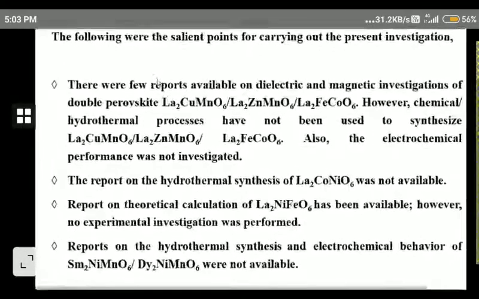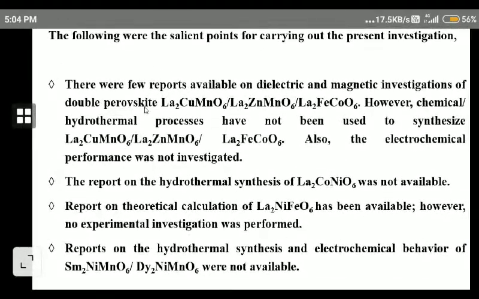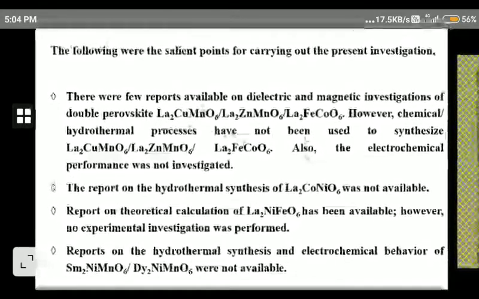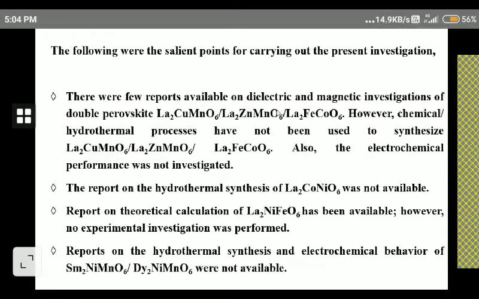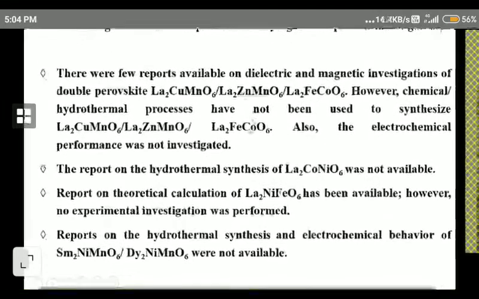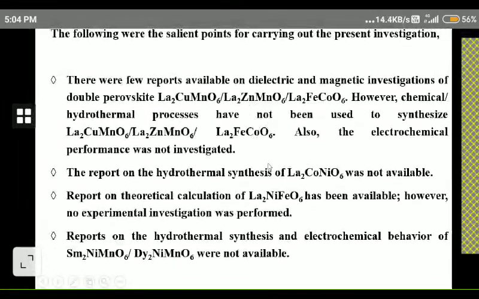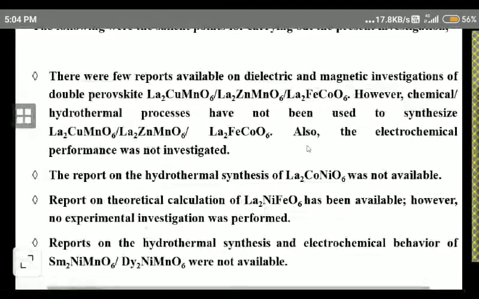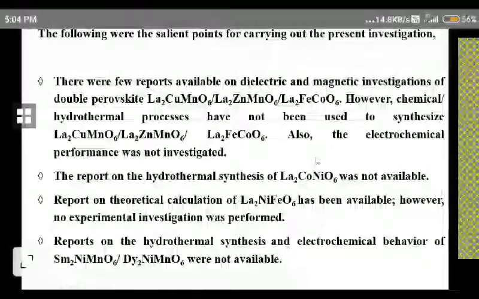Again, you are trying to find out which points are lacking. For example, there were few reports available on dielectric and magnetic investigation of double perovskite. However, chemical and hydrothermal processes have not been used to synthesize these materials. So you found something new and unique which is not available in the literature, which means you can set that as your objective. Also, the electrochemical performance was not investigated. Then you found a characterization technique or behavior which has not been investigated, and that can be an important point to investigate in these kinds of materials.